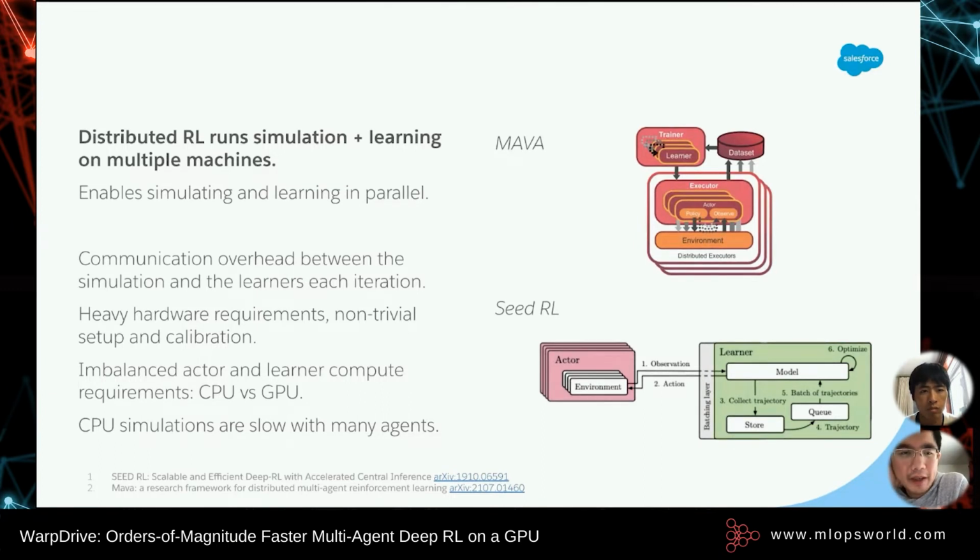Thirdly, some simulations run well on CPU. Sometimes you need some other hardware for that. Similarly, some neural networks require CPUs or GPUs. And again, this complicates setting up such a distributed learning system in practice. And then finally, as I mentioned, if a simulation has very complicated logic, sometimes CPUs are just not equipped well enough to run the simulations fast enough. This is particularly true if you have many agents in your simulation. Next slide.